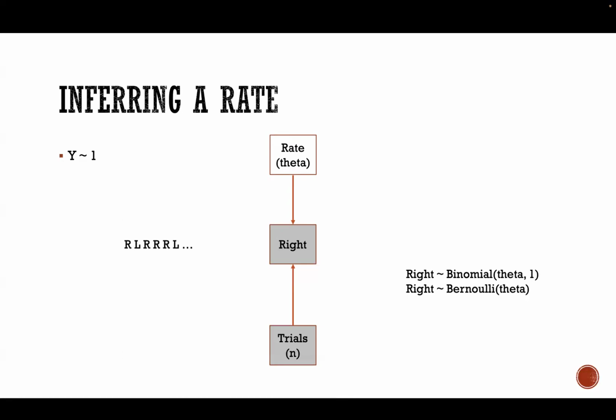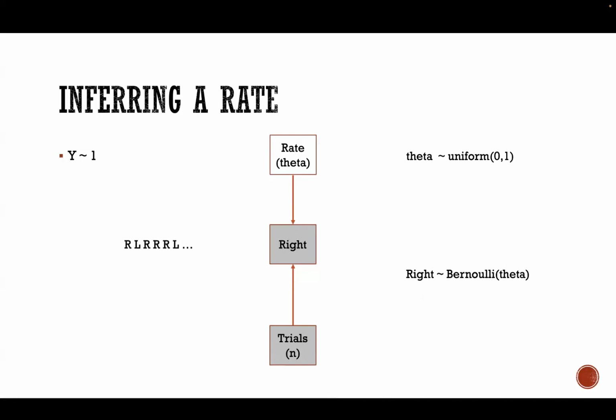So in a sense, what we are saying is that this choice, which now is called right, is generated through a binomial that has a theta parameter or rate and trial equal 1, or is generated through a Bernoulli, which has a theta parameter, a rate. Those two things are completely equivalent. Stan is slightly faster at running the Bernoulli if you're running one trial at a time.